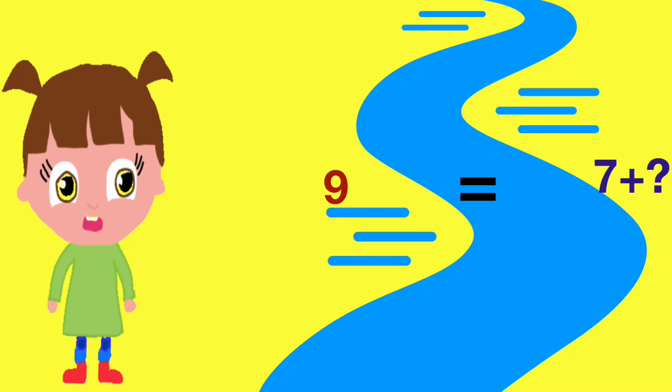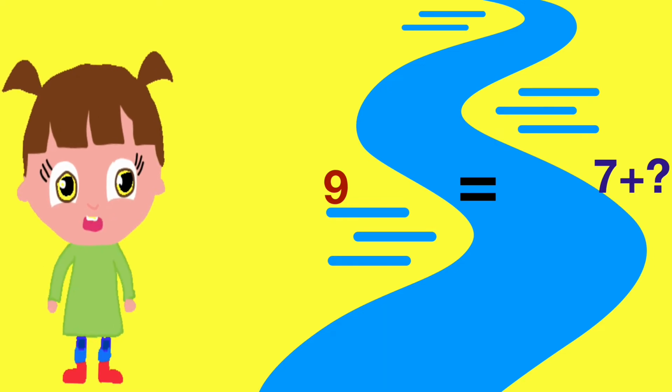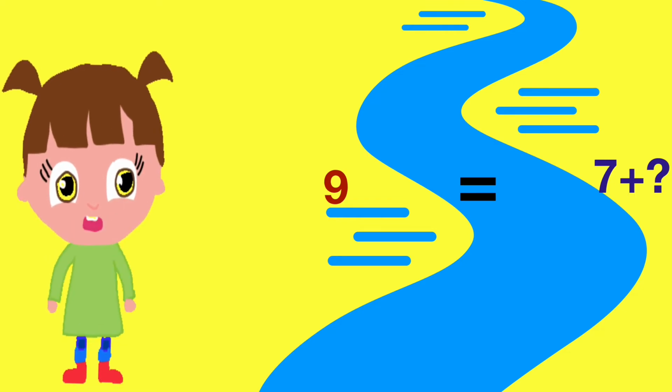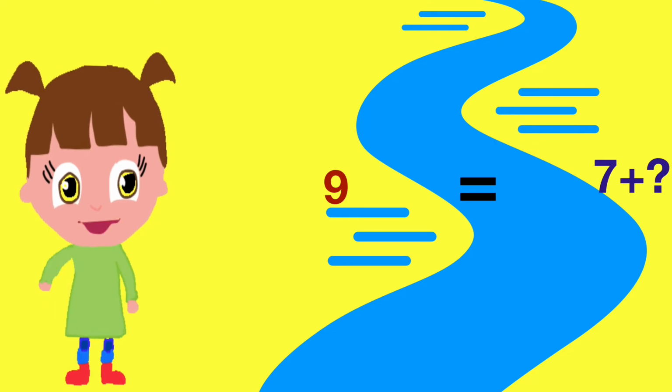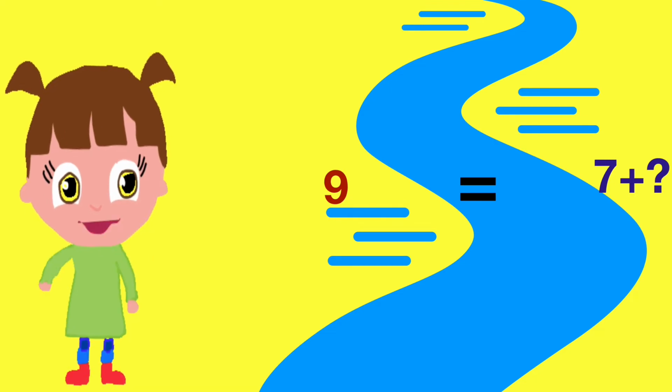For example, in this question, as we have to isolate the question mark, we have to move this 7 to the other side of the equals to. It means 7 has to cross this river of equals to and has to pay some tax to this river monster. The tax is, its sign will change. Right now it is plus 7, and when it goes across the river of equals to and moves to the side where there is 9, the sign will change. It will change to minus. So now it will become minus 7 on the other side of the river.